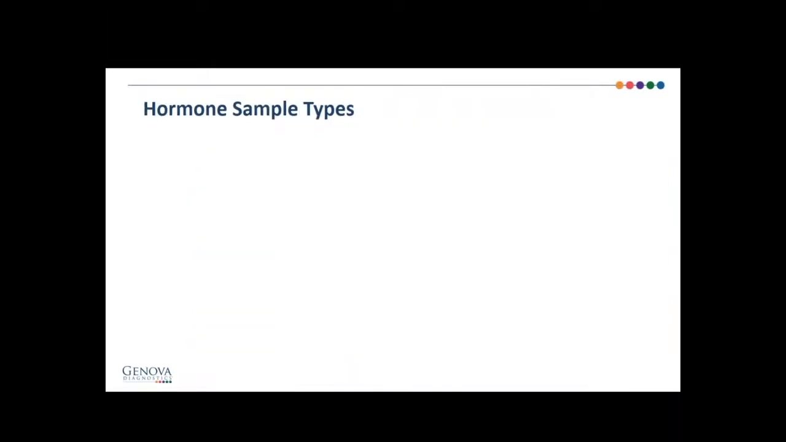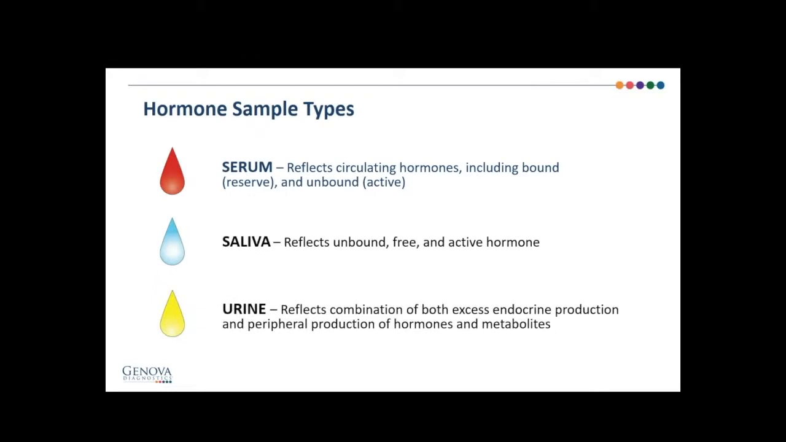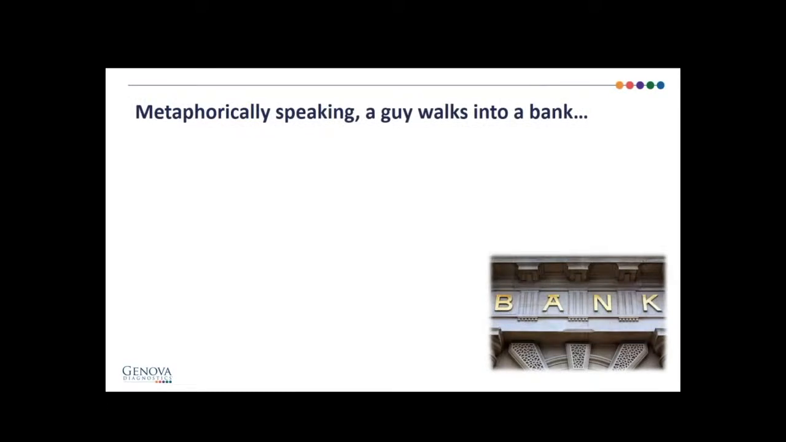So the sample types. Serum. Serum reflects circulating hormones. So that would include bound and unbound active hormone levels. Saliva reflects unbound free active hormone. And then urine. Urine reflects the combination of both excess endocrine production and peripheral production of hormones and metabolites. We're excreting. So what we're excreting in terms of the parent hormone and the metabolites. All three are very different. And so it's very important to be comfortable with when one would be better than the other in terms of the specific need. What are you looking for data-wise, as I said before?